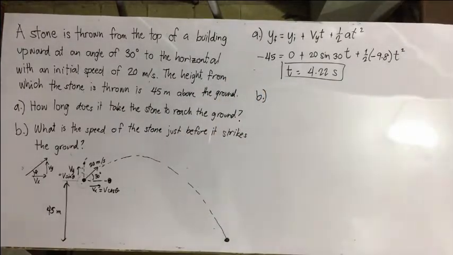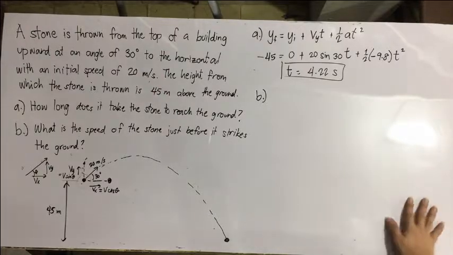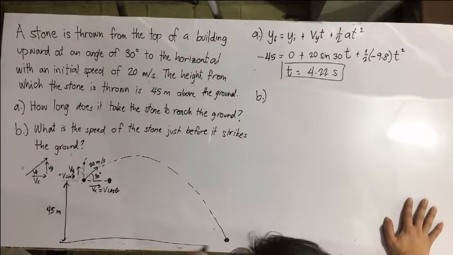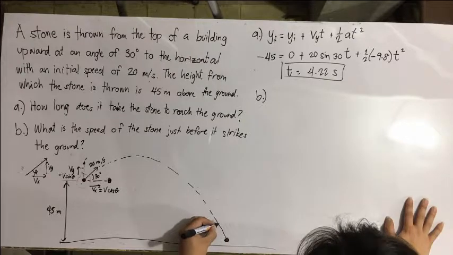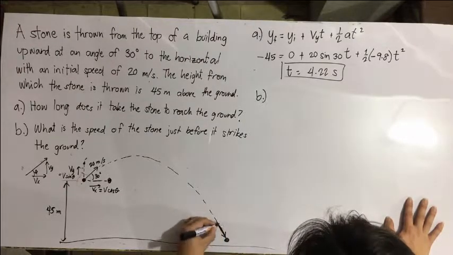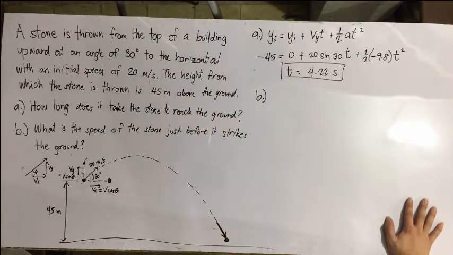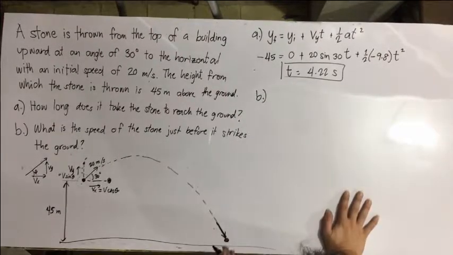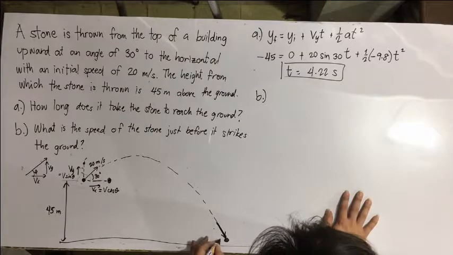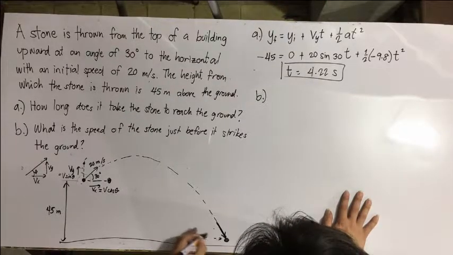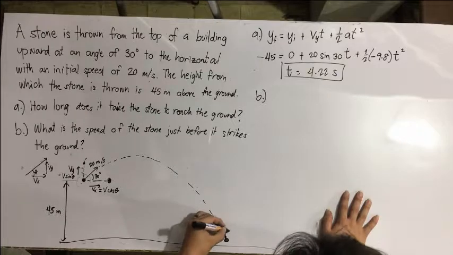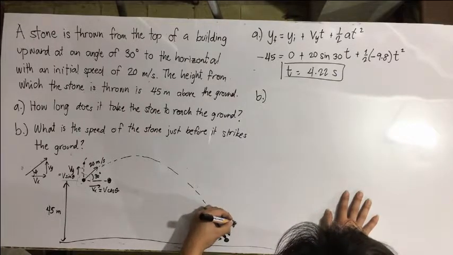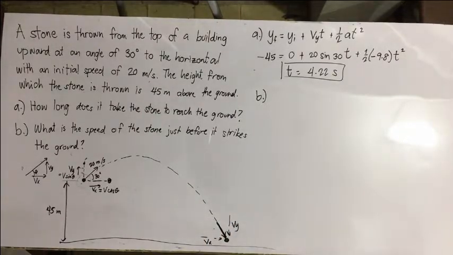Okay, now moving on to B, we want to know the speed of the stone just before it strikes the ground. So just before it strikes the ground, remember that this is traveling at a substantial speed, and we see that it is slanted again, and therefore we can break this apart into x and y components. So this is Vx, and then this one will be Vy. Now remember, Vx here and here will remain the same.